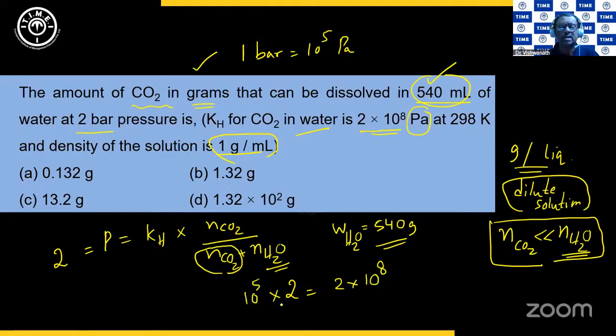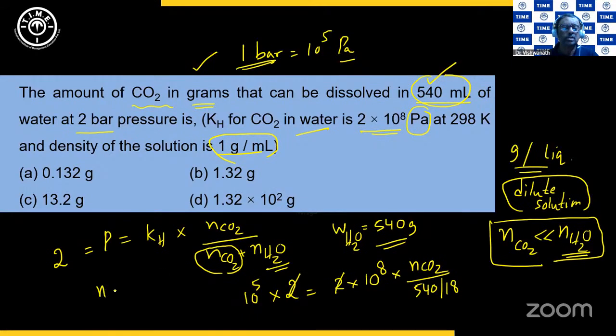So on the left hand side, I have got pascals. What was the number of bars? 2 bars. So 2 into 10 power 5 pascals. The right hand side is also pascal into number of moles of CO2 by number of moles of water. How do you get the number of moles of water? Weight by molecular weight, right? What is the weight? 540. What is the molecular weight of water? 18, right? This 2 and 2 will cancel out.